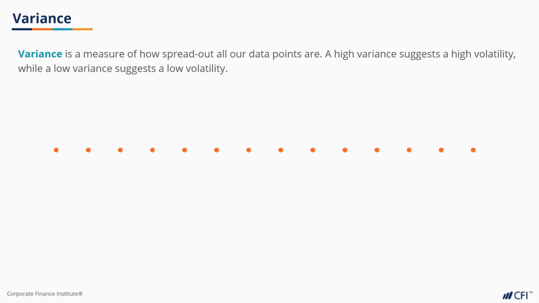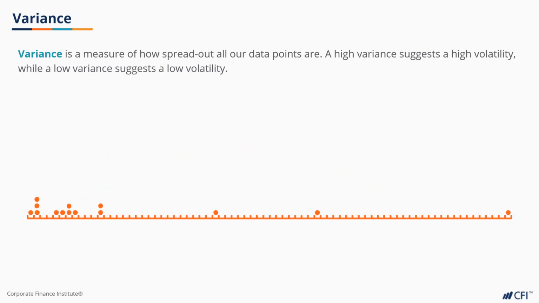Variance is a measure of how spread out all our data points are. A high variance suggests a high volatility, while a low variance suggests a low volatility. This measure is quite popular with investors who use it to describe the risk of certain investments. Accountants will also use variance to describe how much a budget item may be expected to swing month to month. By comparing past budgets to actuals, we can quantify the variance of particular budget items.